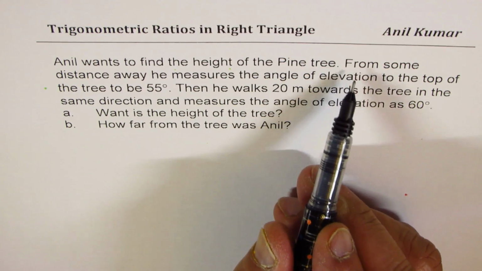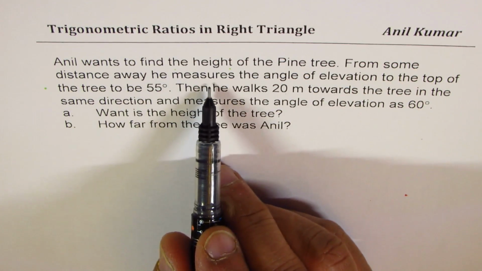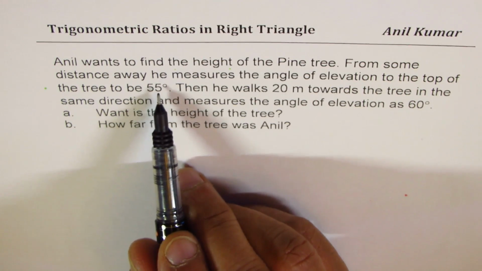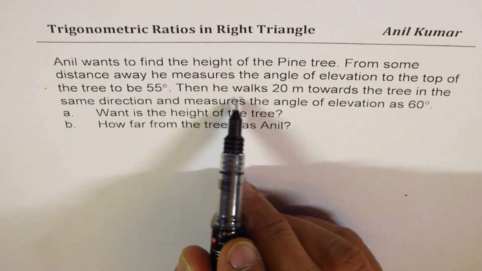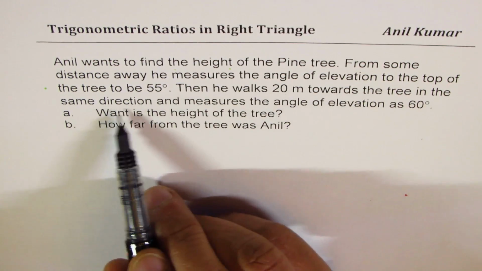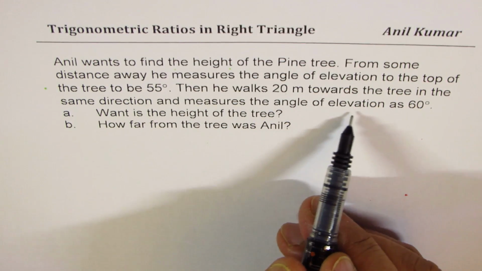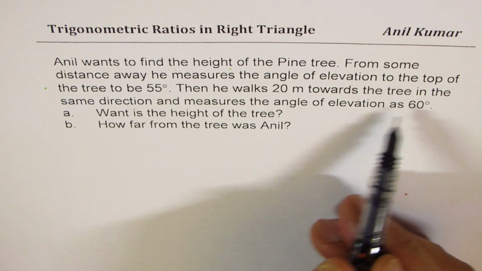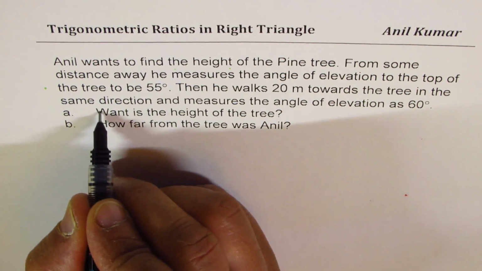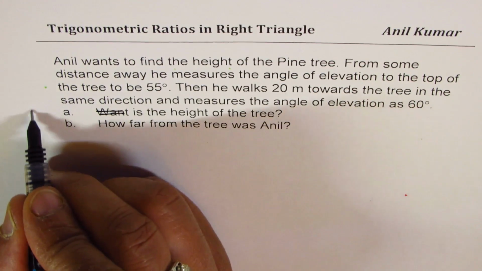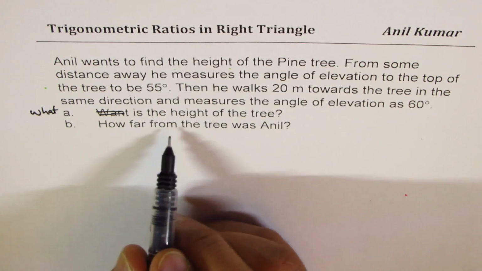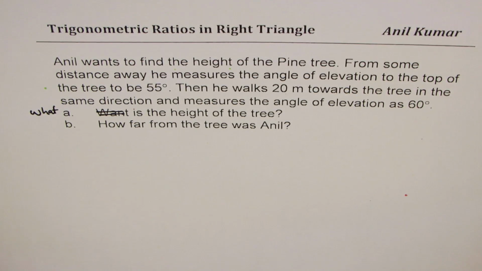Let's move on to the next example, which is: Anil wants to find the height of the pine tree. From some distance away, he measures the angle of elevation to the top of the tree to be 55 degrees. Then he walks 20 meters towards the tree in the same direction and measures the angle of elevation at 60 degrees. So what is the height of the tree? How far from the tree was Anil?